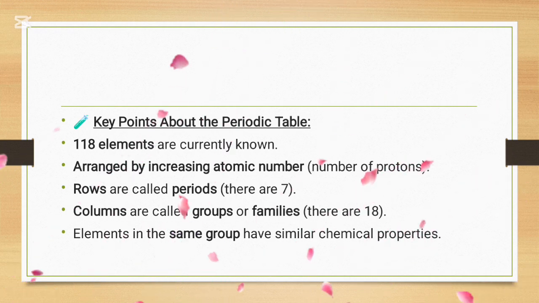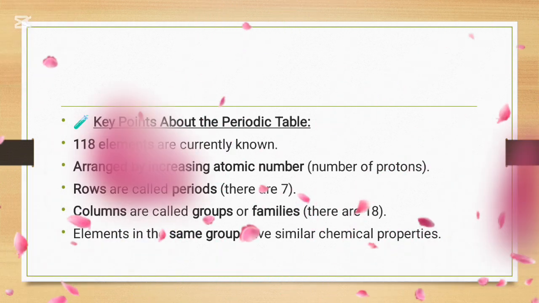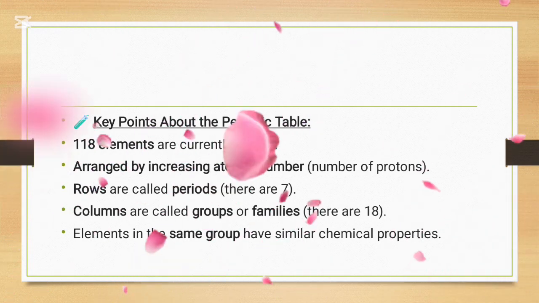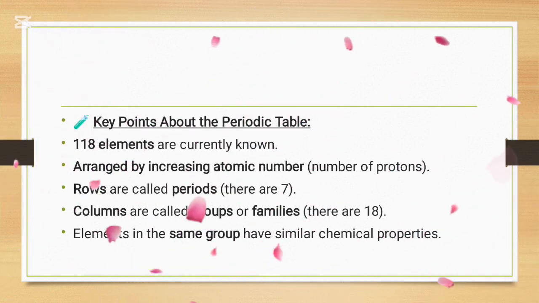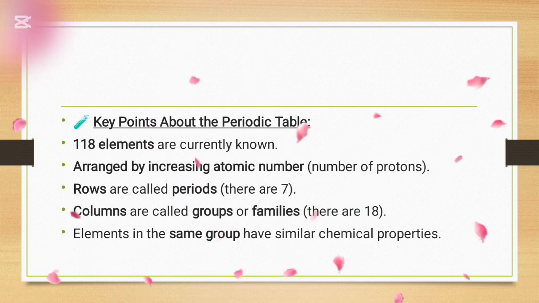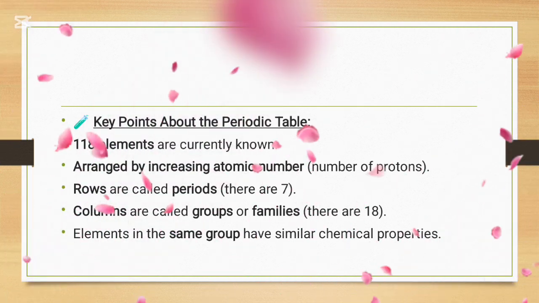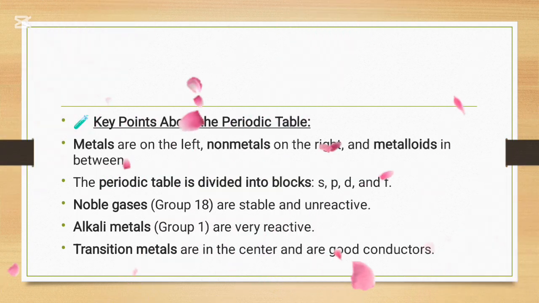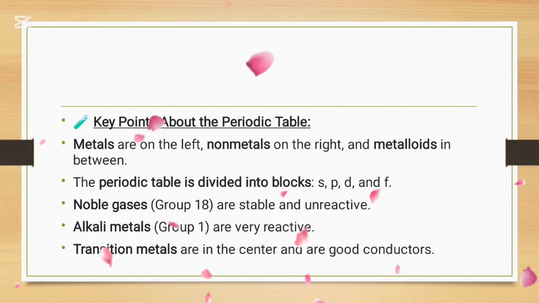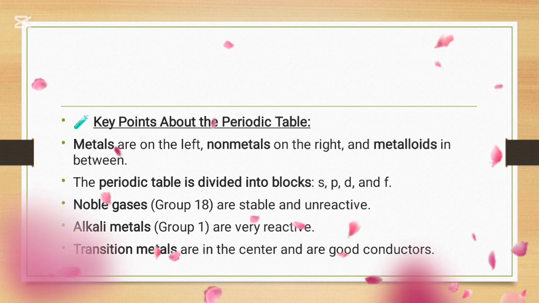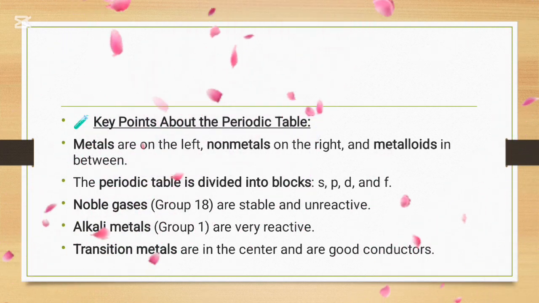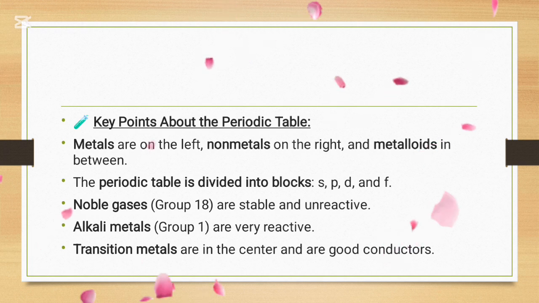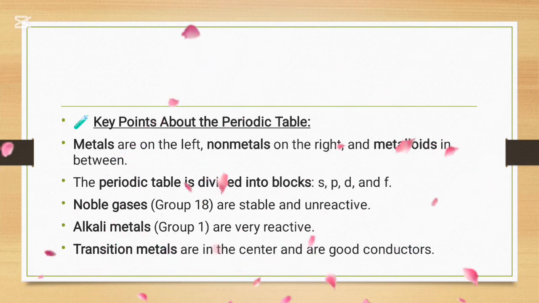Key points about the periodic table. 118 elements are currently known. They are arranged by increasing atomic number. Rows are called periods and columns are called groups or families. Elements in the same group have similar chemical properties. Metals are on the left, non-metals on the right, and metalloids in between. The periodic table is divided into blocks S, P, D, F.